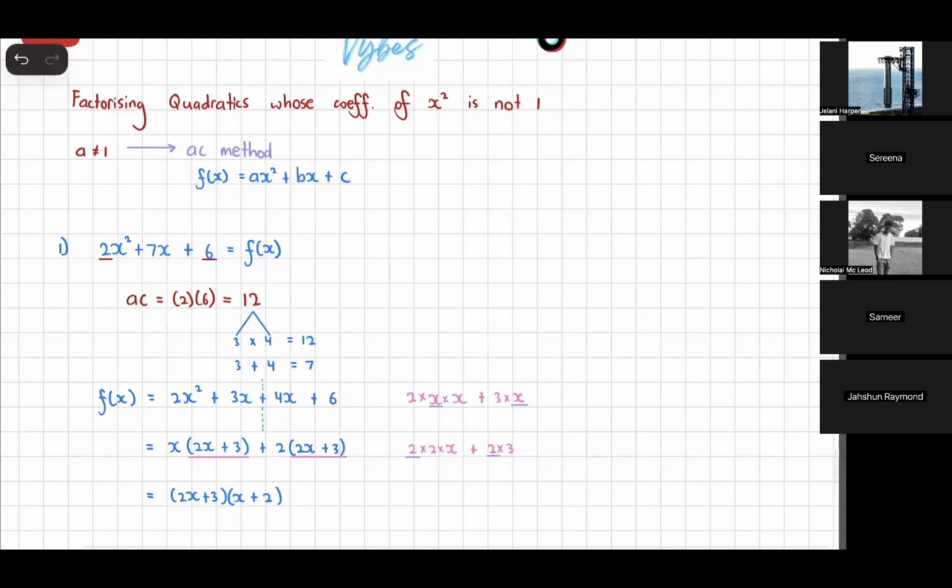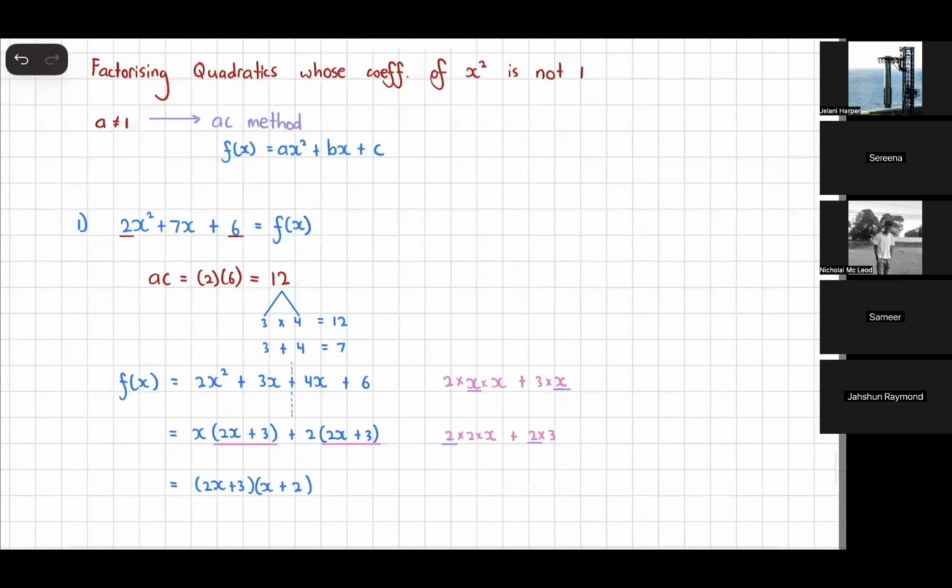So, I'm going to give you all a chance to copy this down. Long story short, with the AC method, you're going to multiply A by C. You're going to get a number. You're going to try to figure out two numbers whose product would give you the middle term.